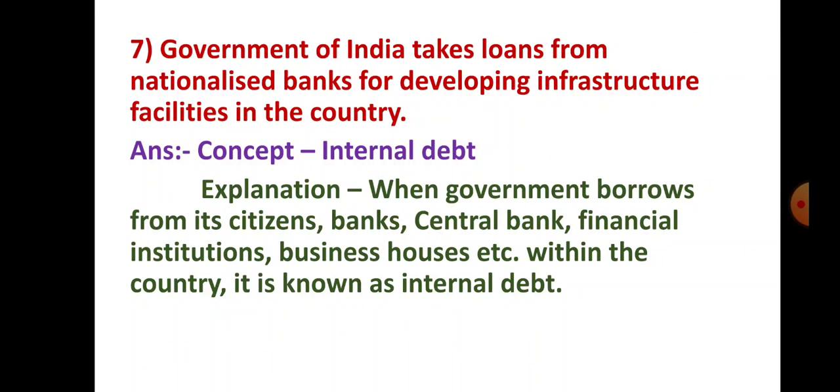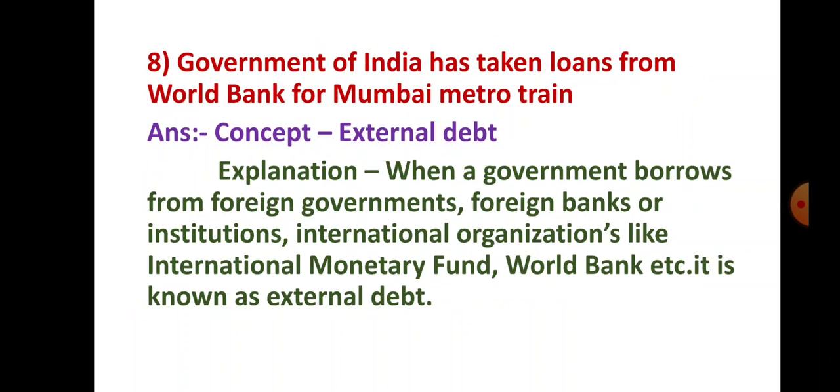So this is an example of internal debt. Now let us see the next example. Government of India has taken loans from World Bank for Mumbai Metro train. So what is the concept here? Here concept is external debt. And after that you have to explain what is external debt.